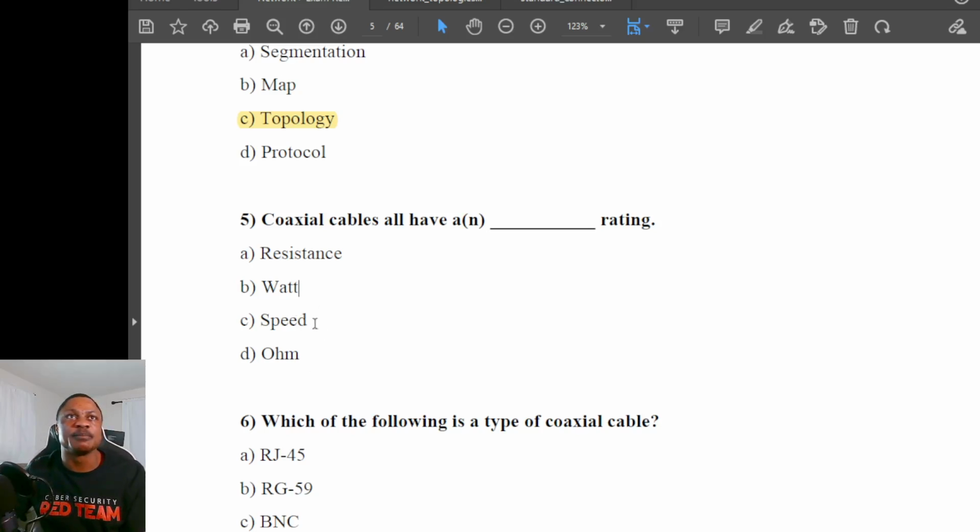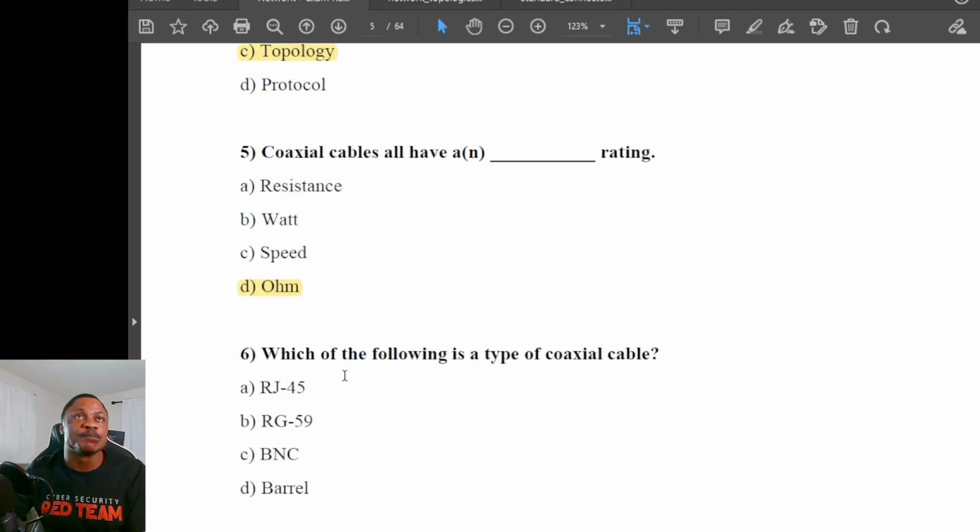And speed, as we all know, is the rate at which an object is moving. So speed is definitely not it. And now that leaves this guy, the culprit, ohm. Because an ohm is a unit of measurement of electrical resistance of a wire. And that's why that's the right answer. So ohm is the right answer.